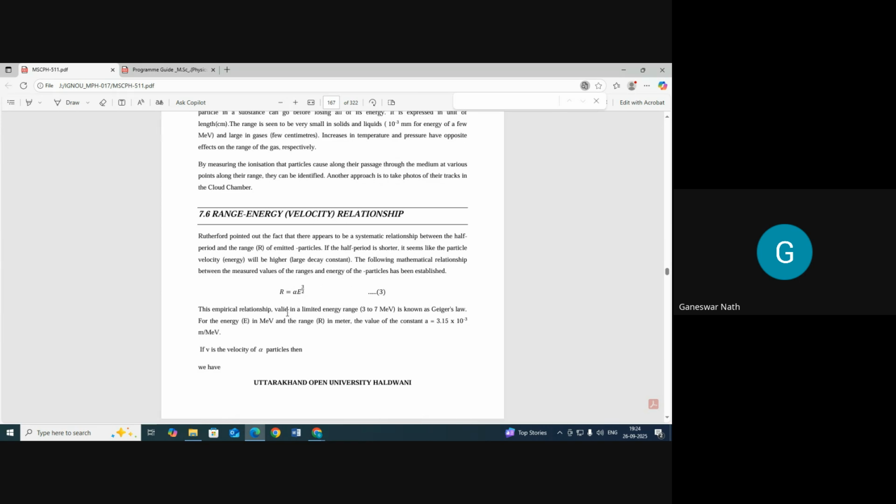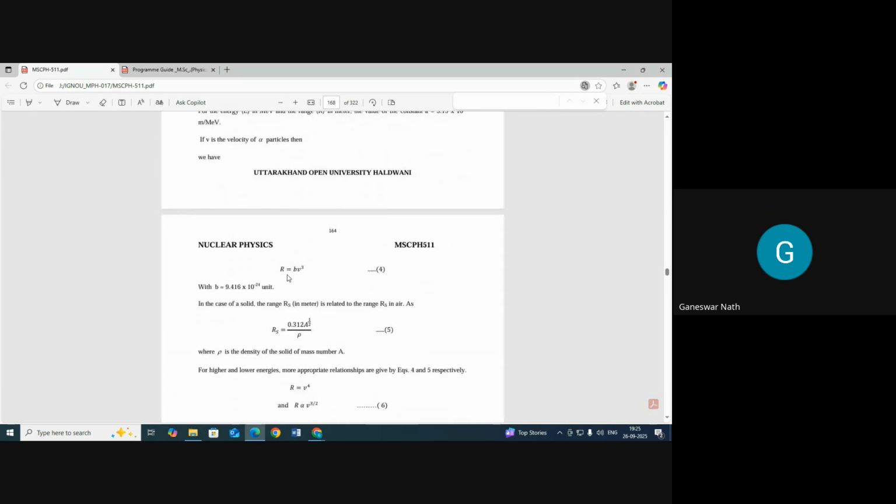This was first observed by Rutherford. In the mathematical relationship between the measured values of the range and the energy of the alpha particle, we find that R is equal to alpha a to the power 3/2, a simple empirical relationship. It is valid only for a limited range of about 3 to 7 MeV, and that is known as Geiger's law. If V is the velocity of the alpha particle, then R is the range of the particle, and V is a simple constant.